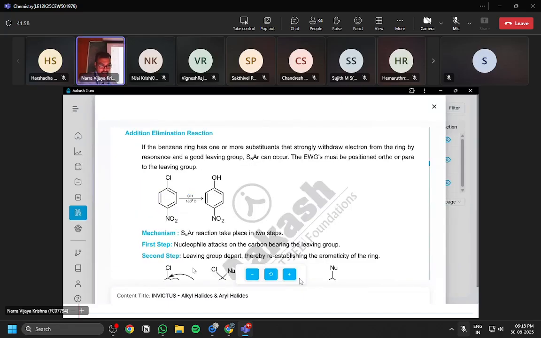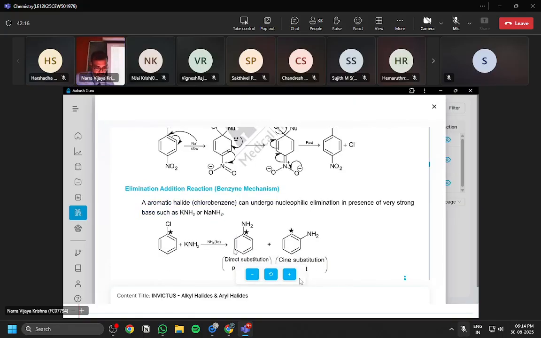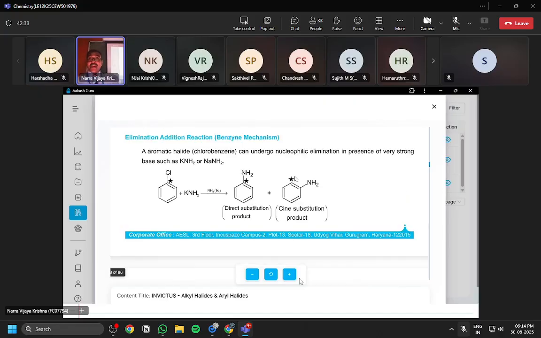Polarity, all these things are done. This also we have done. OH minus will go and replace Cl. This reaction proceeds via two mechanisms: addition-elimination, elimination-addition. Correct or not? We call them nucleophilic aromatic substitution reactions. So this is also done. Here, ipso substitution means over this carbon, if NH2 comes, then this is the direct product. On adjacent carbon you will get, then it is called cine substitution product. Benzyne mechanism, man. Reaction proceeds via benzyne mechanism.